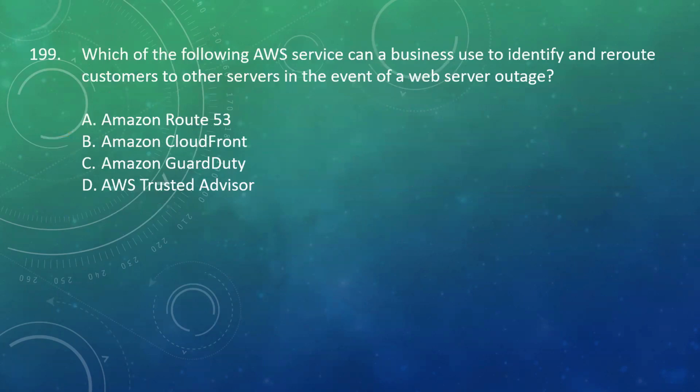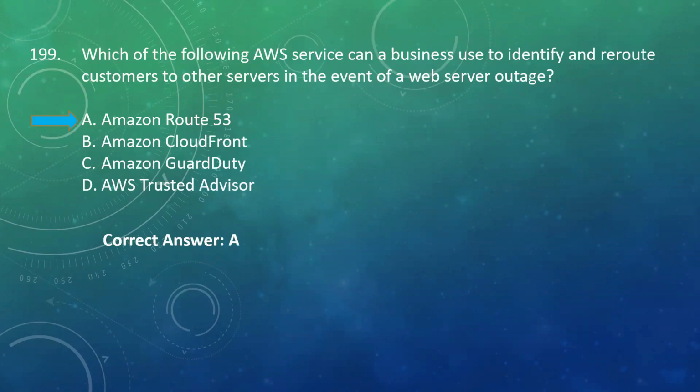Next question. Which of the following AWS services can a business use to identify and reroute customers to other servers in the event of a web server outage? Your options are Amazon Route 53, Amazon CloudFront, Amazon GuardDuty, AWS Trusted Advisor. Correct answer here is Amazon Route 53. Amazon Route 53 DNS failover capabilities can help redirect traffic to alternative servers or resources, ensuring continuity of service in the event of a failure.